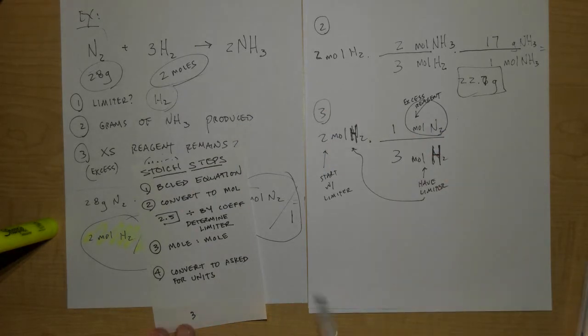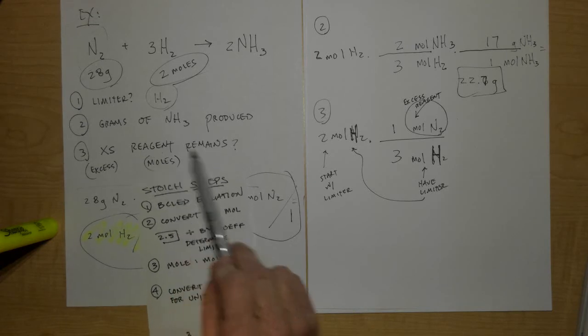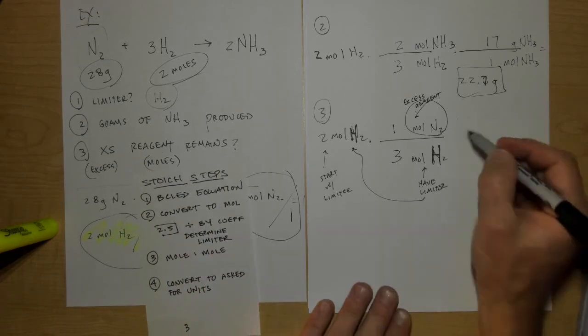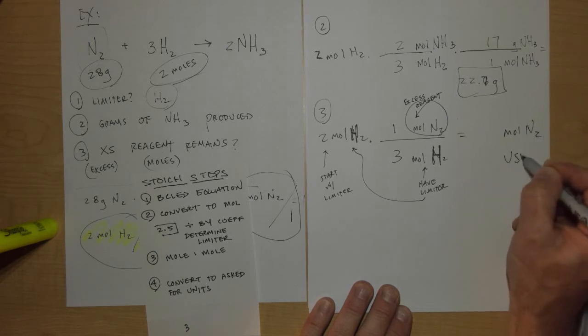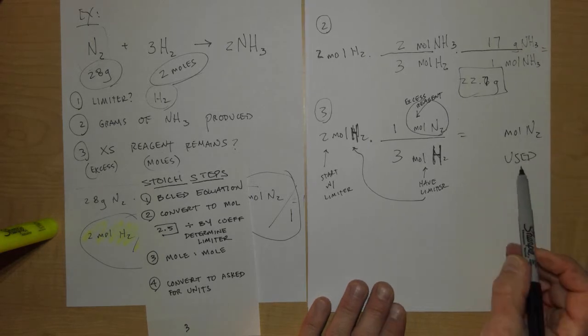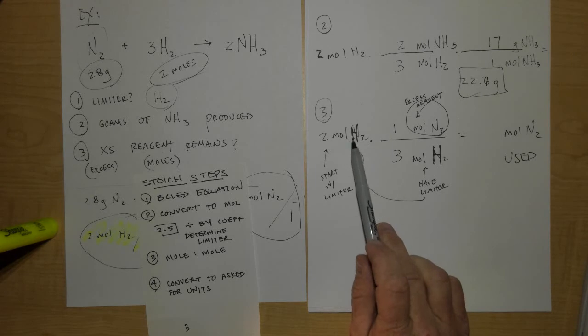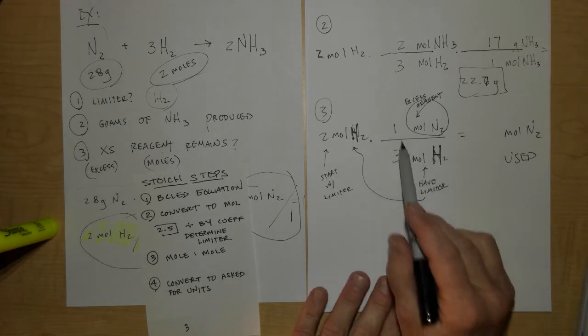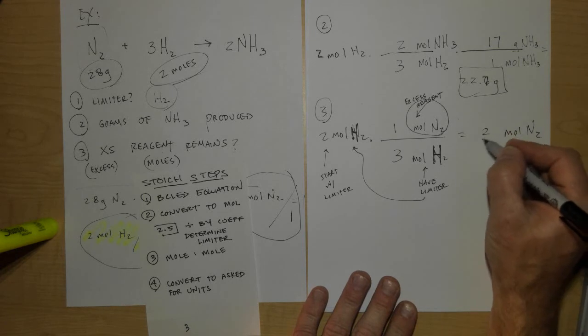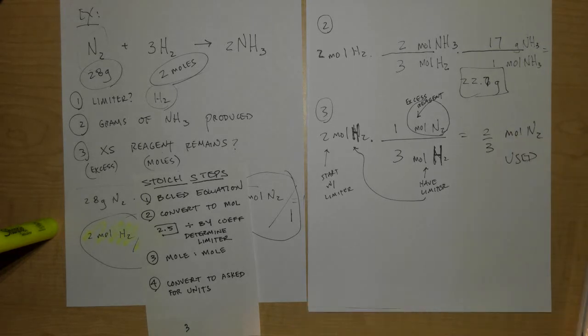And since it's asking how many moles of the reagent remain, I'm going to stop right there, because now I have my moles of N2 that I used. Because this is how much that's going to be used when all the hydrogen's used up. 2 times 1 is 2. 2 divided by 3 is 2/3. So 2/3 of a mole, or 0.66666, is used up.